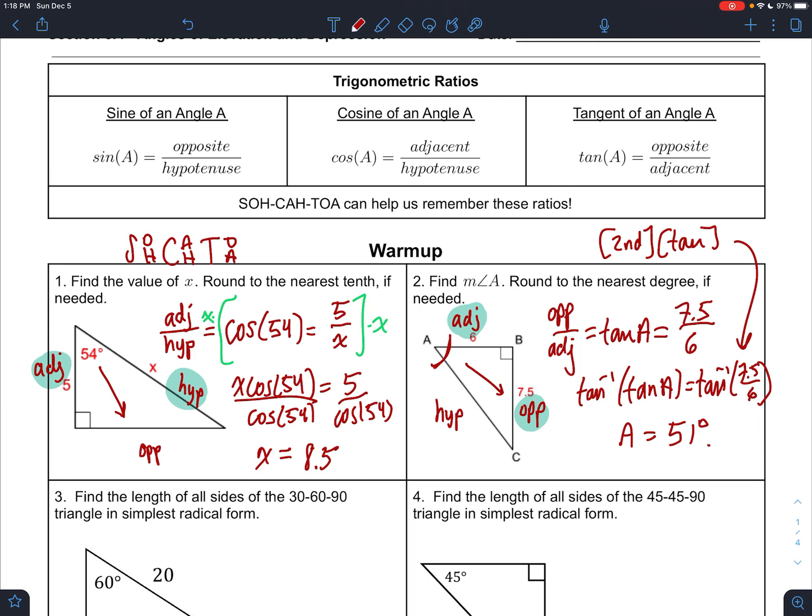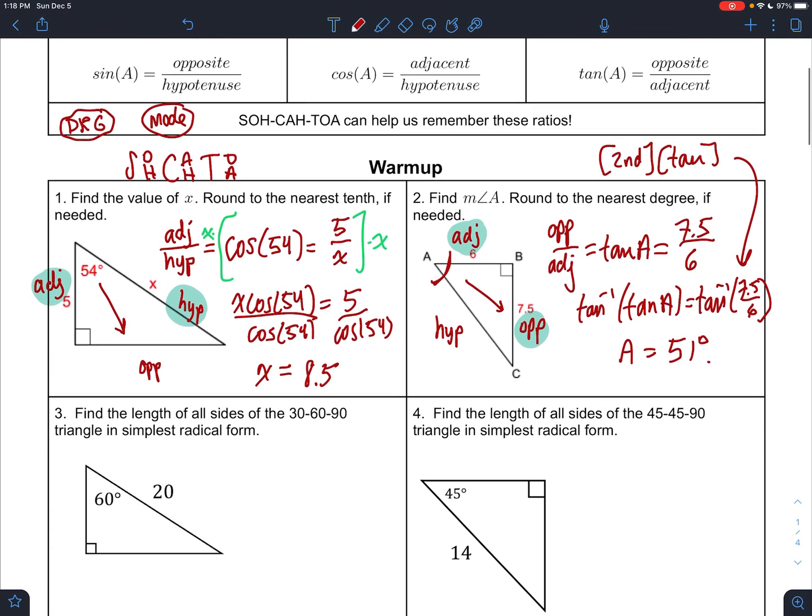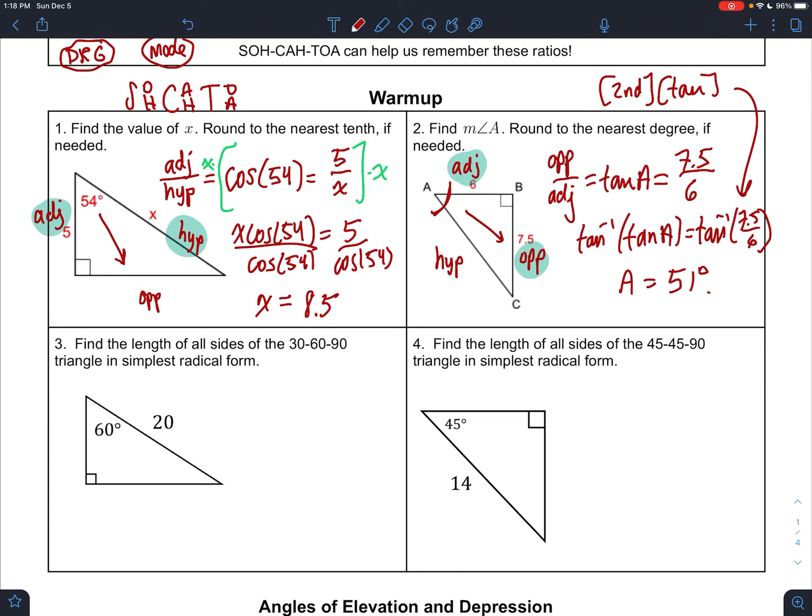Also, make sure your calculator is in degrees. Forgot to mention, right? We're not going to use radians at all. So you can find that under mode. If you have one of the simpler ones, there's a button called DRG. You can change it there, or mode, something along those lines. All right.